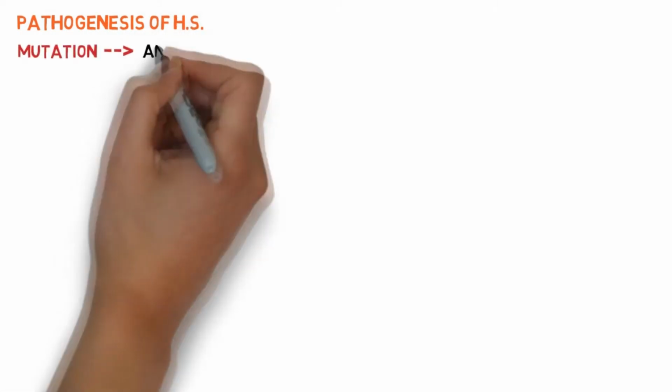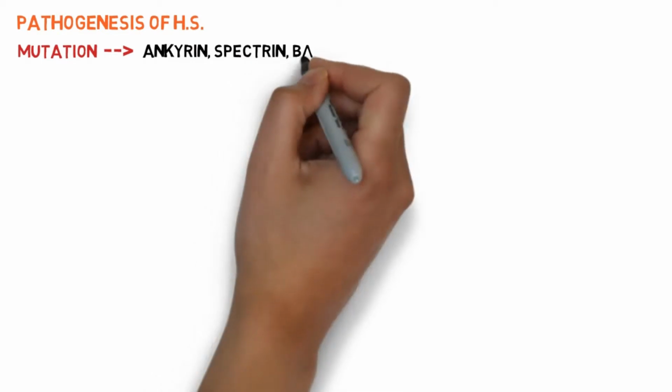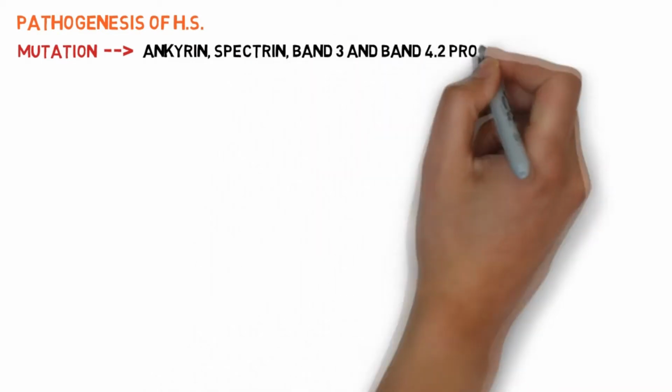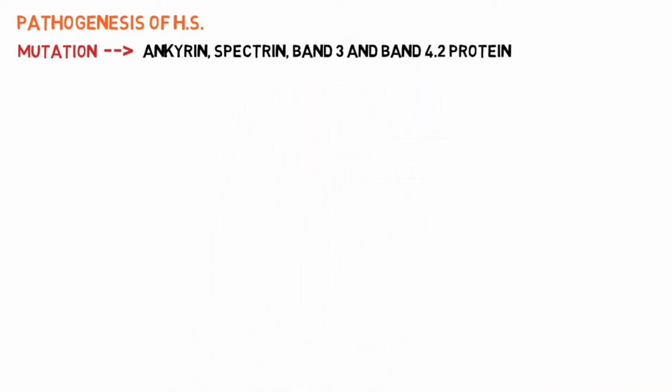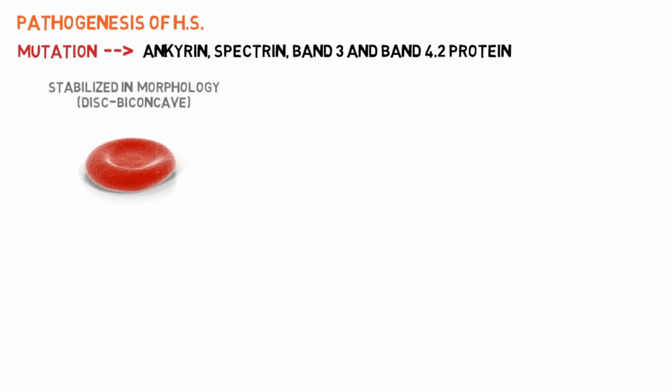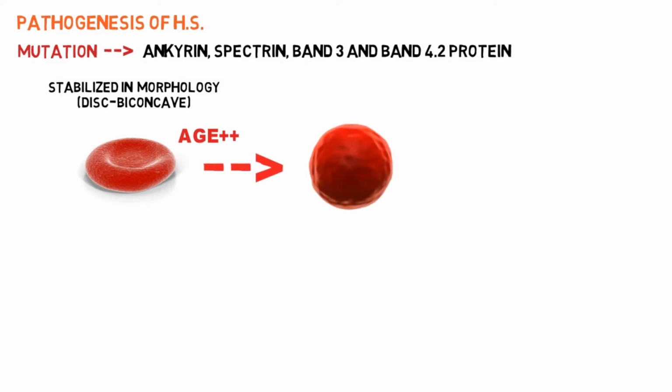Pathogenesis of HS follows genetic mutation, which most likely occurs on ankyrin, spectrin, band 3 and band 4.2 protein, which causes the affected erythrocyte to lose stability in morphology. Which means young HS red blood cells are normal in shape, but as they age, they undergo loss of membrane fragments in the circulation, and form into a spherical shape which is rigid and inflexible.